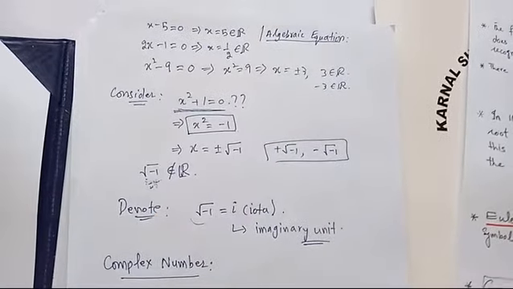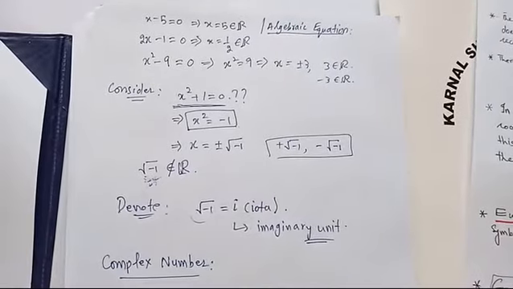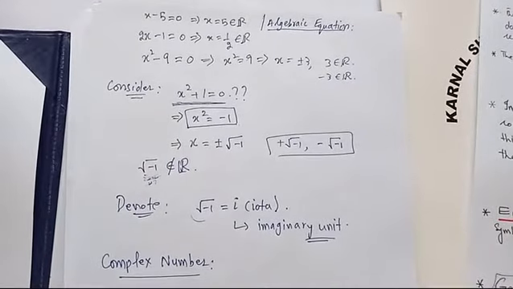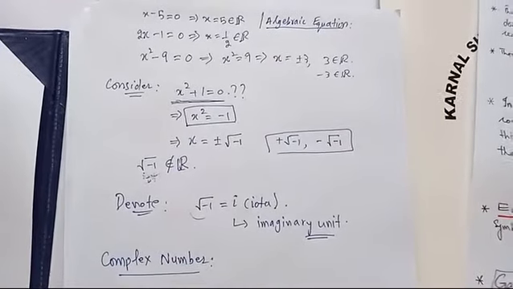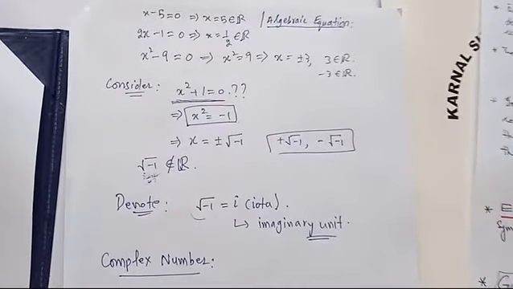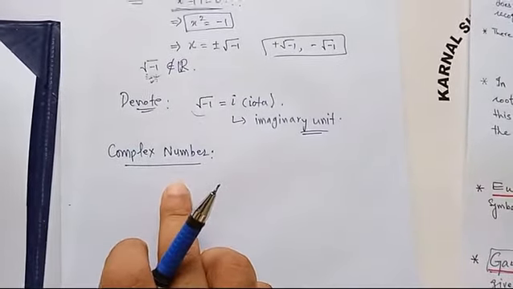So it means that there is another set. Mathematicians thought that there is another set, so now we are going towards that set. What will that set be? That set is actually known as the set of complex numbers. So now we are defining the set of complex numbers.